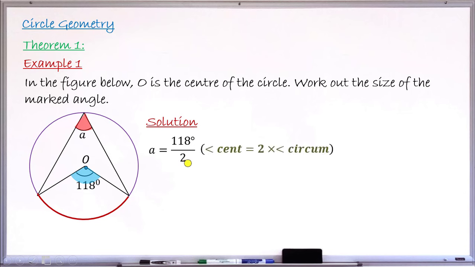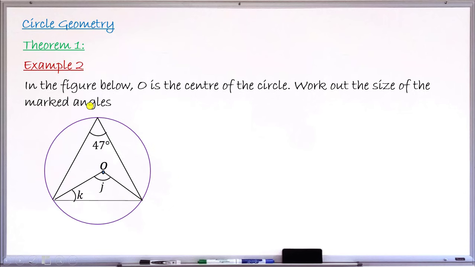And my reason is always: angle at the center equals 2 times the angle at the remaining circumference. So division of 118 by 2 gives a result of 59 degrees. So the size of this angle A, that is the marked angle, is now 59 degrees. Let us just move and take another example.